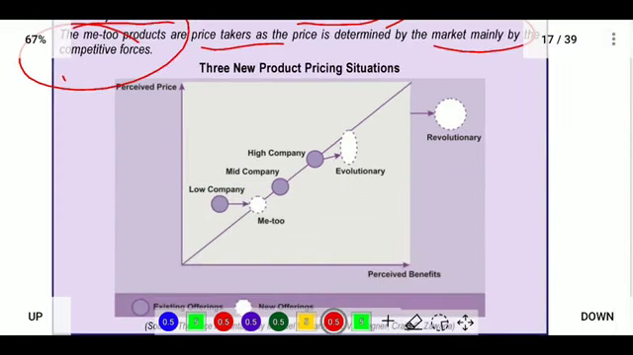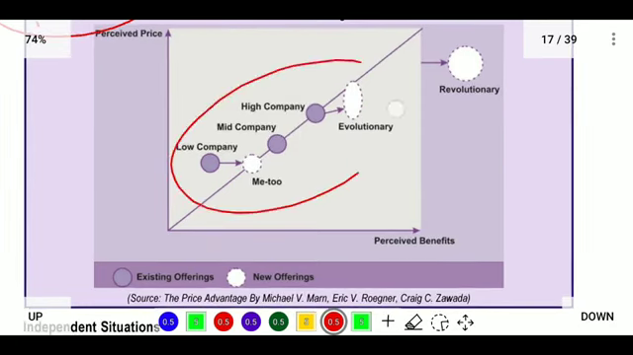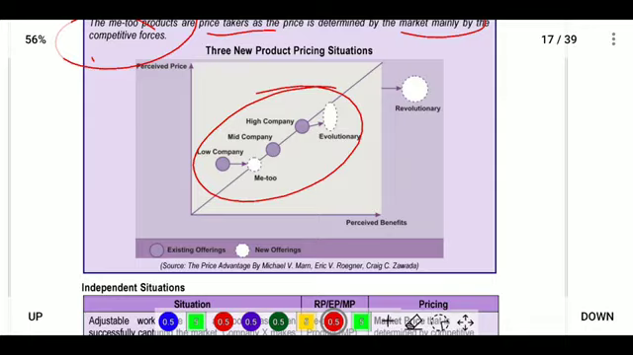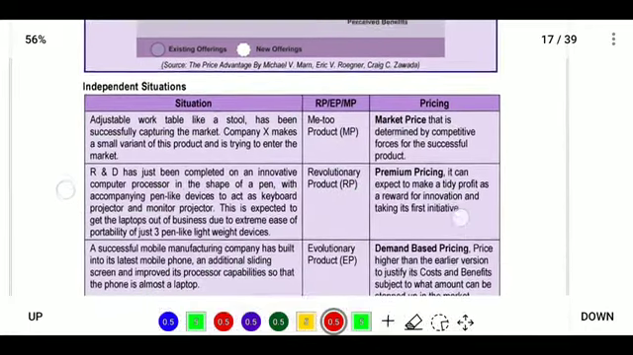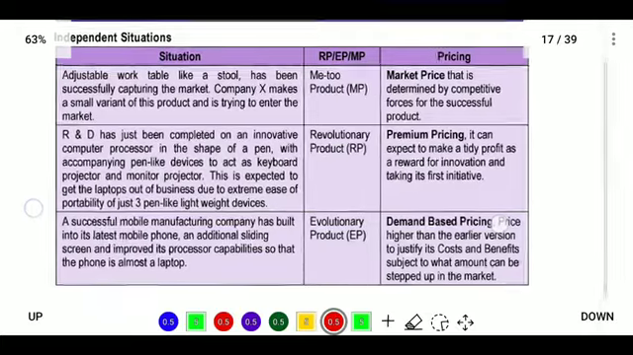These three products are the revolutionary product, the evolutionary product and the Me Too product. The revolutionary product enjoys a premium price as a reward for innovation and taking the first initiative. The evolutionary product takes cost, benefit, competitors and demand for the product into account, and the Me Too product will be a price taker, with price determined mainly by competitive forces. Here, high-end companies will go for revolutionary and evolutionary products, mid-range companies for evolutionary, and low-end companies will go for Me Too. Next, they provided independent situations.